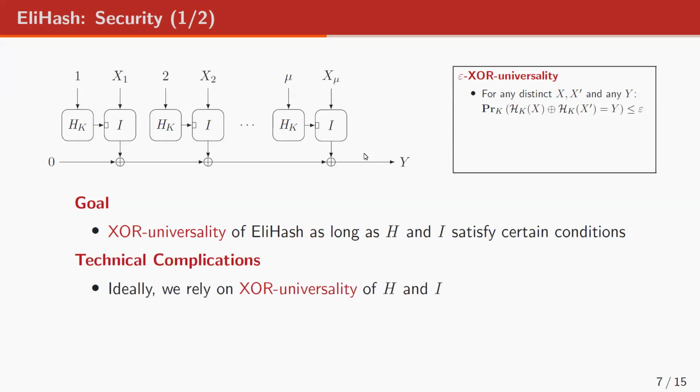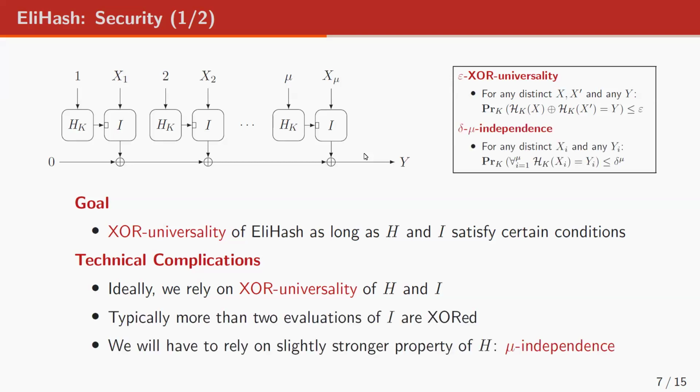Ideally, we would like to rely on the XOR universality of H and I. However, in our case, that doesn't work. The main reason is that we add typically more than 2 output values of I. And that gives problems if you have XOR universality, because in the equation of XOR universality, you add 2 of them, and you cannot generalize this. You cannot use this definition for adding more than 2 values. So instead, we need a stronger property, not on I, but on H.